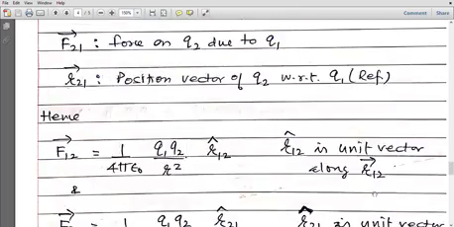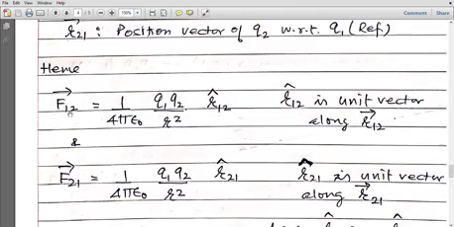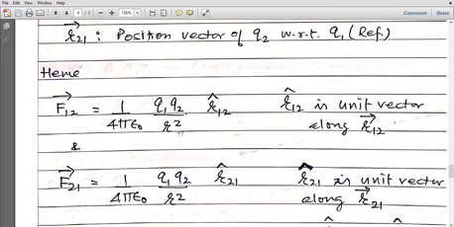Hence, if we wish to write the force experienced by the first charge due to the second, F12, the magnitude is the same, 1 upon 4 pi epsilon 0 Q1 Q2 upon R square. So this part is the magnitude. What about direction? Direction is represented by a unit vector.